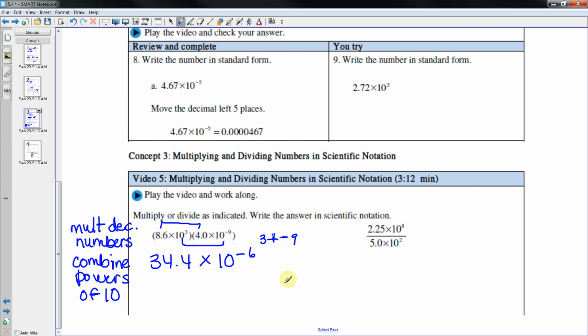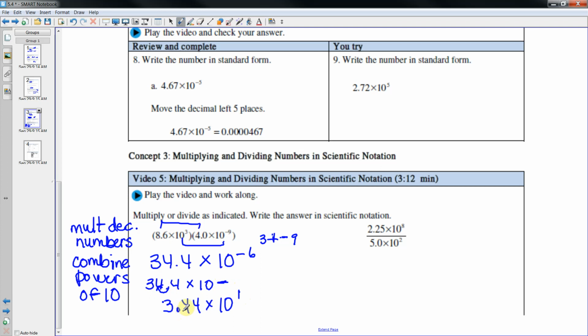But I have a problem with this one. 34.4 is not in scientific notation. That's not a number between 1 and 10. So I'm going to have to change 34.4 to a number between 1 and 10. And to do that, I have to move my decimal 1 place to the left. So that becomes 3.44 times 10 to the what? I move my decimal to the left, so that's going to be 3.44 times 10 to the 1. I moved it 1 place.